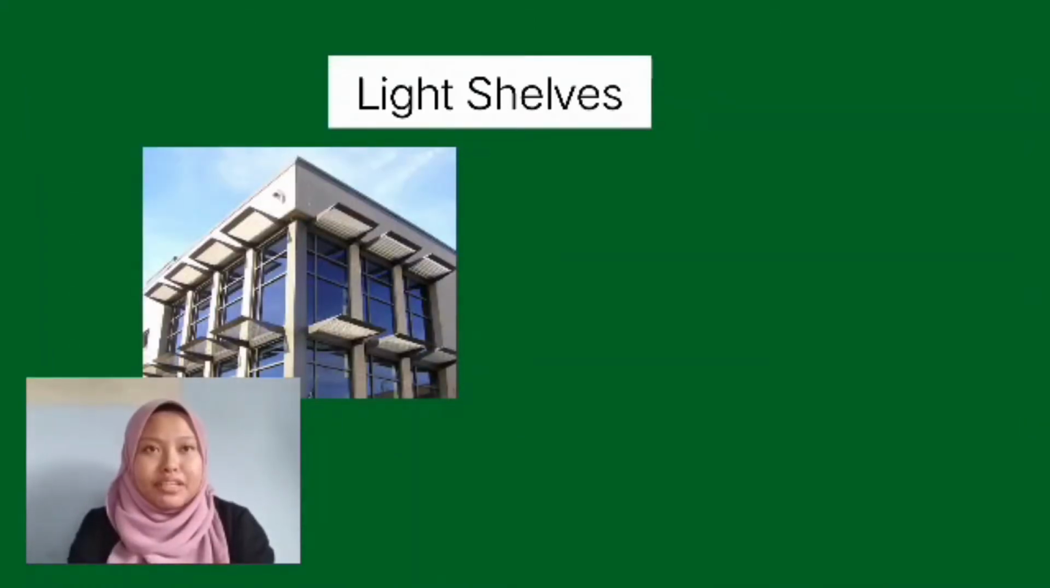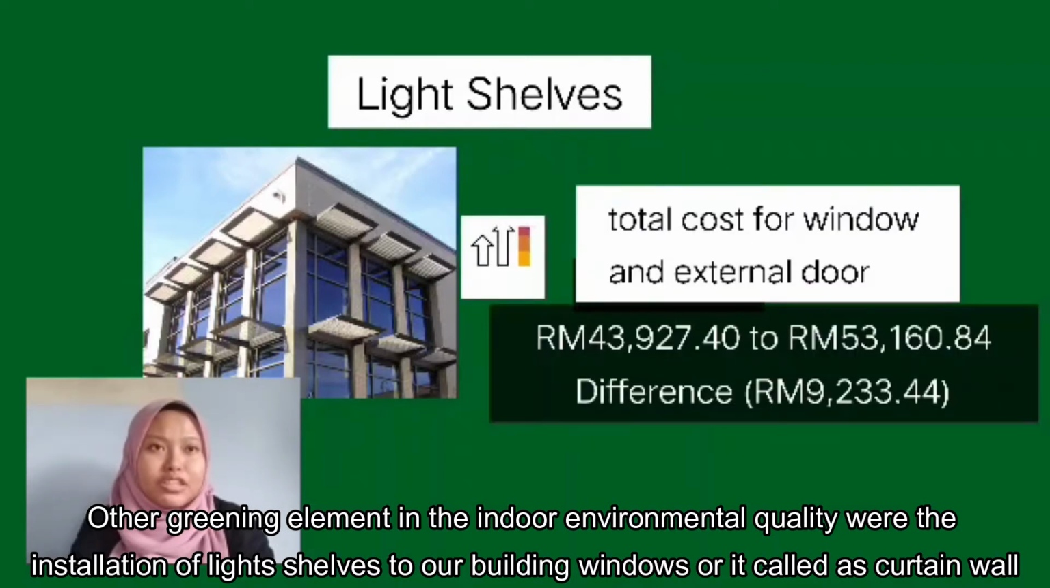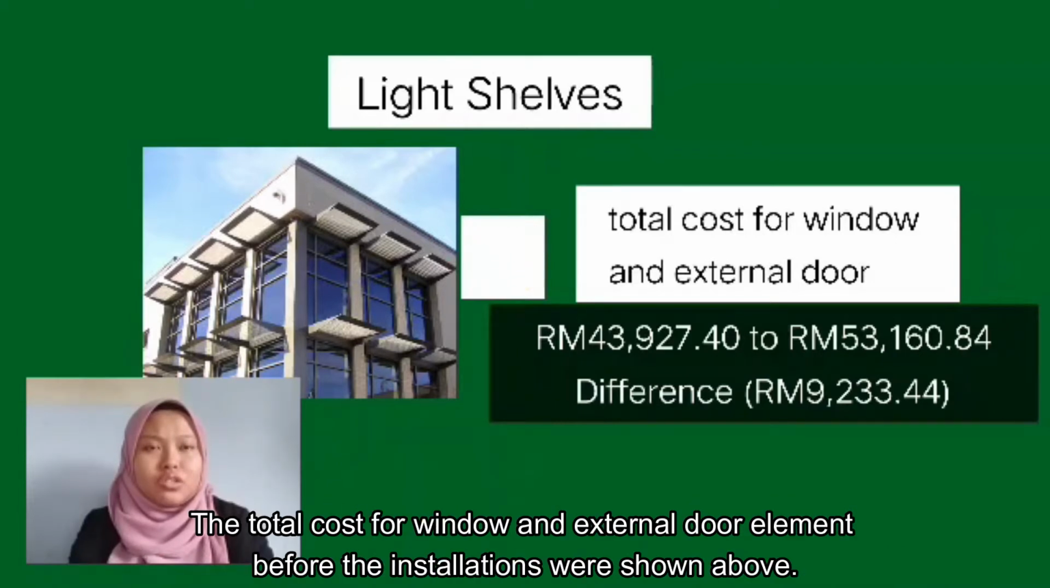Another greening element in the indoor environmental quality was the installation of a light shield on our building window, or what is called a curtain wall. The price for the light shield is normally around RM100, and it will increase the total cost for the window and external door element in ECA. The total cost for the window and external door element before and after the installation, and also the difference between them, is as shown above.